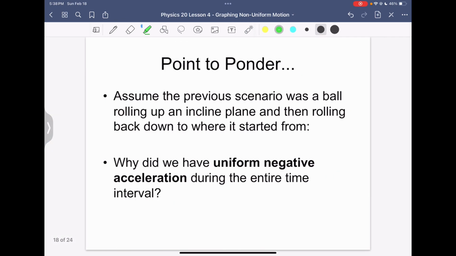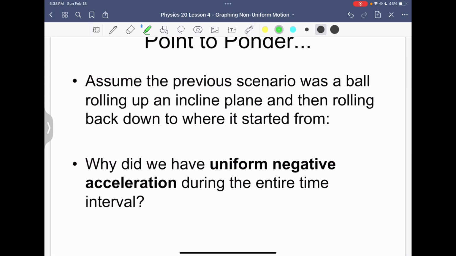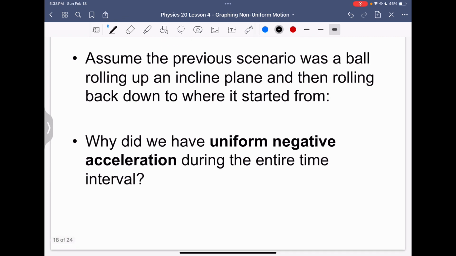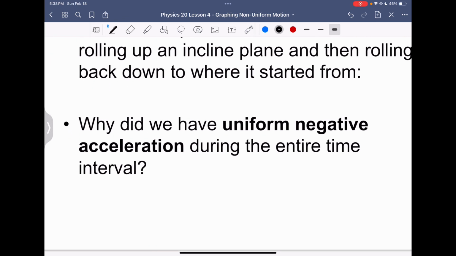All right, now if we look at this one here, assuming the previous scenario that we've talked about in class before, a ball is rolling up an inclined plane and it's rolling back down from where it's starting at. Why do we have uniform negative acceleration during that entire time interval? Well, I'm just going to break it down in the following way, and I highly encourage you to do this too.